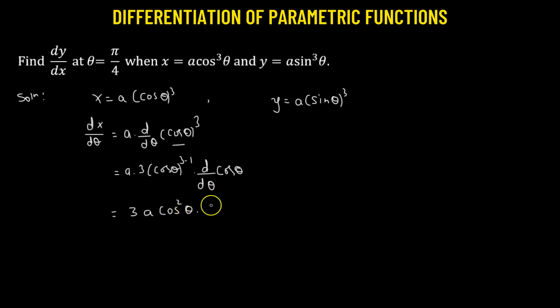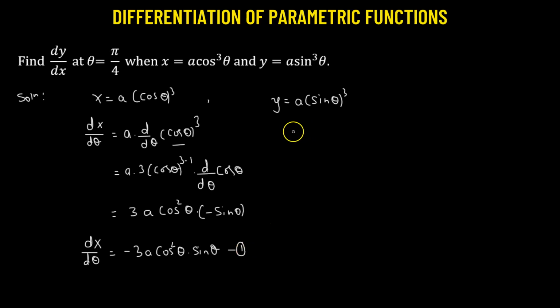Now what's the derivative of the cosine function? That's negative sine theta. So we have successfully obtained the derivative of x with respect to theta, which is negative 3a cosine squared theta multiplied by sine theta. We're going to label this as equation number 1.